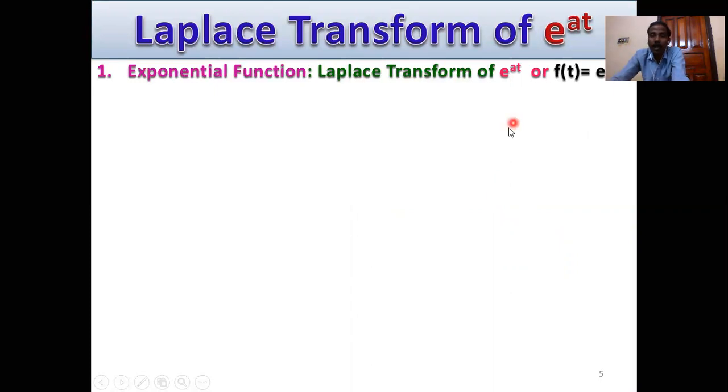Laplace transform of e to the power at. This is the function f of t equals e to the power at. This is also called an exponential function. So what is the Laplace transform for e to the power at, or f of t equals e to the power at?